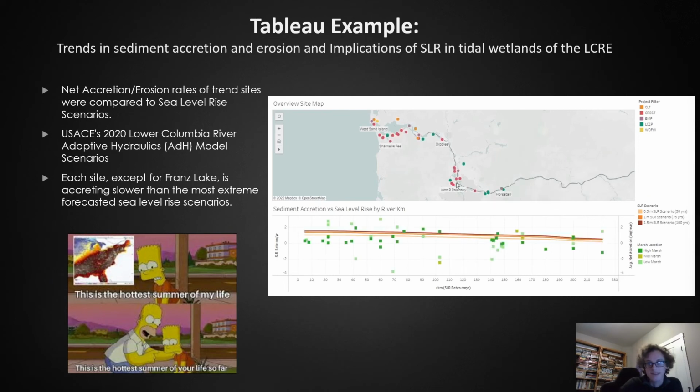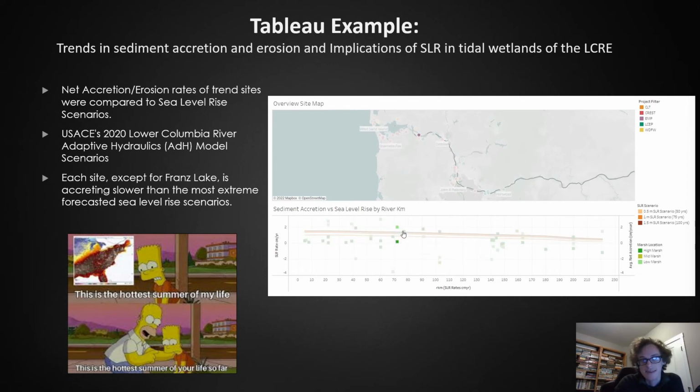Here's another example. This is trends in sea level rise based on sediment accretion. As I mouse over each one, you can see the corresponding site meta or the corresponding data point on the plot for the meta. The sea level rise is based upon the Army Corps of Engineers 2020 adaptive hydraulics model scenario. It has 3 different scenarios of different levels of sea level rise that are forecasted. They modeled it up and down the river, so you can directly compare that with sea level rise. There are some applications upon that hopefully soon.